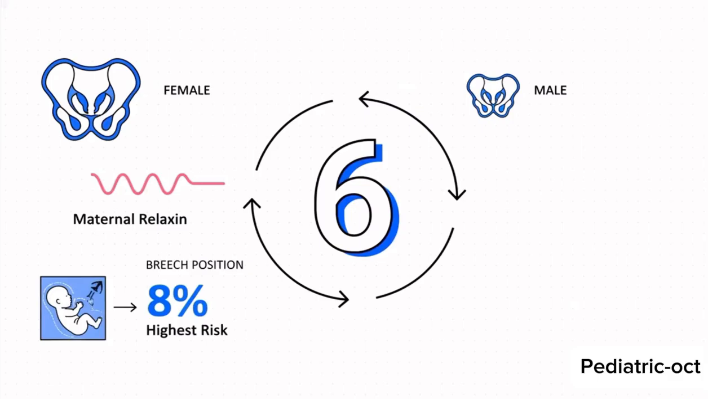To put that into perspective, if you have a firstborn female infant who presents in the breech position, she sits in the absolute highest risk category. We're talking a striking 8% chance of having DDH.